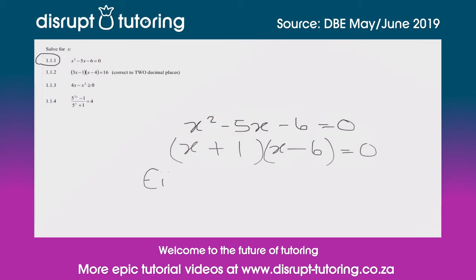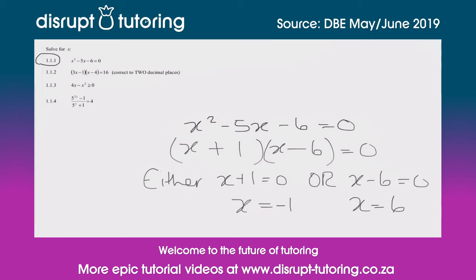Therefore, we know that either x plus 1 equals 0 or x minus 6 equals 0, and that's going to give us x is equal to minus 1 or x is equal to 6. And that is a couple of marks straight into your back pocket.